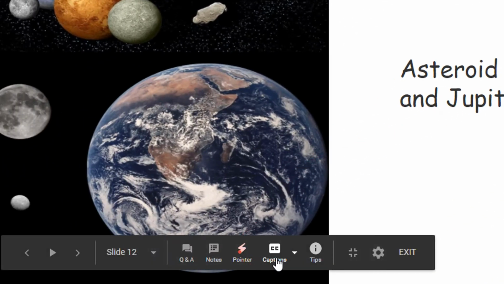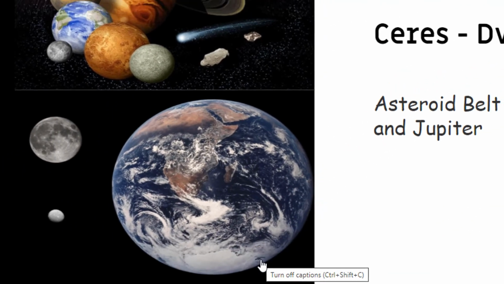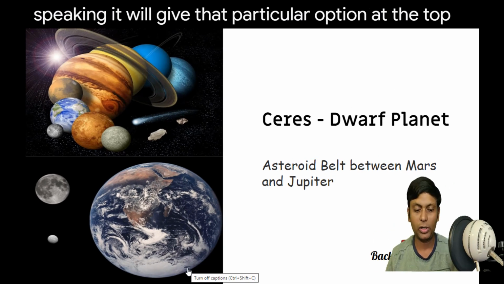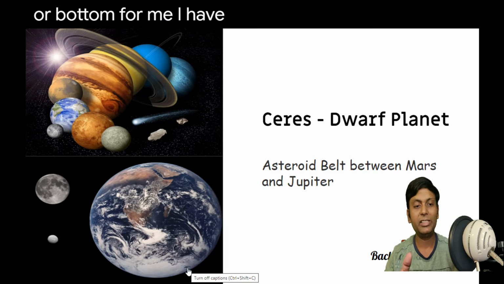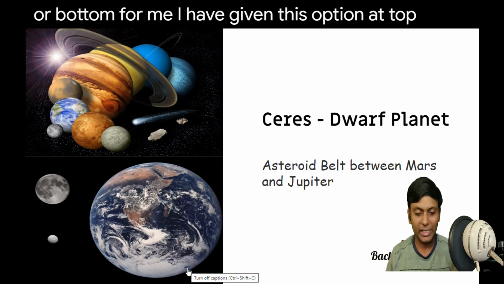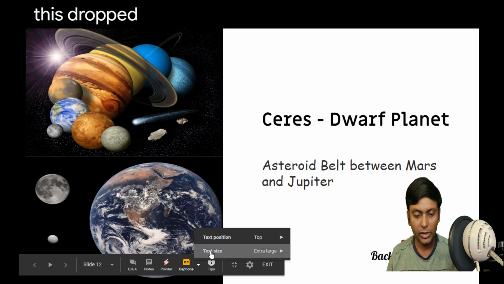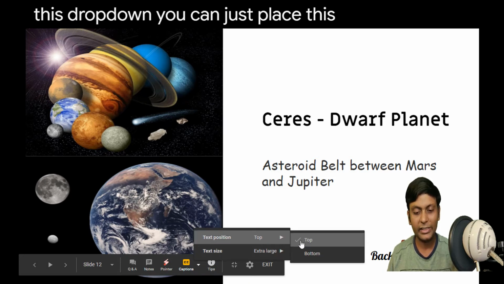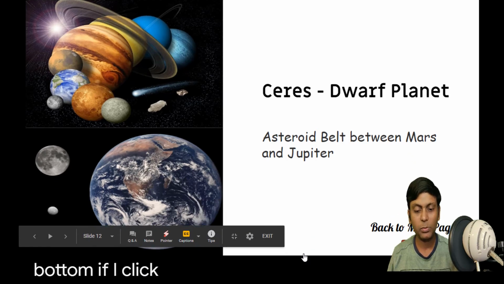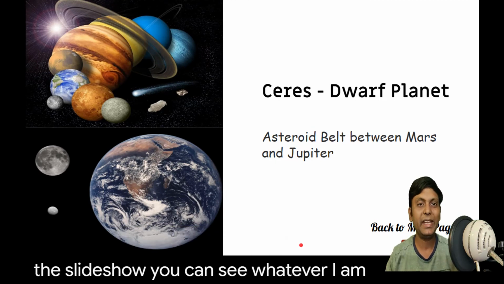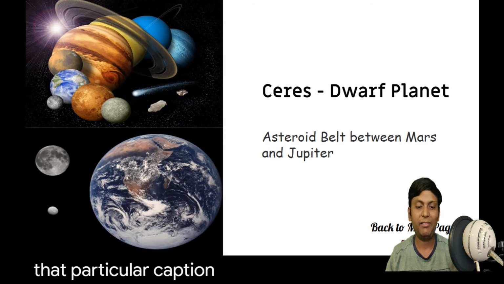Similarly, captions are all about whatever you are speaking, it will show that particular text at either top or bottom. Now for me, I have given this option at top, so by default it will always be at the bottom. You see, if you just click on this drop down, you can place this at either top or bottom. If I click on this bottom, now at the bottom of the slideshow, you can see whatever I am speaking, that particular caption is available.